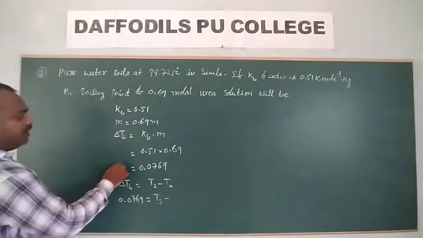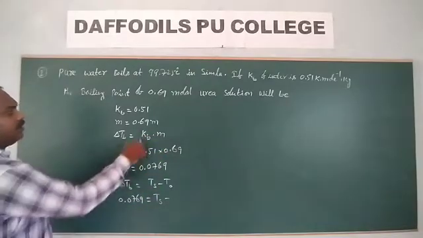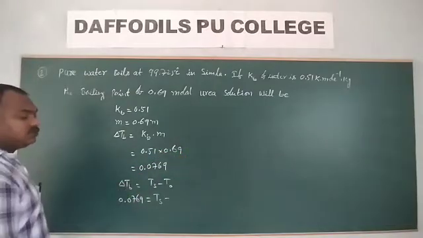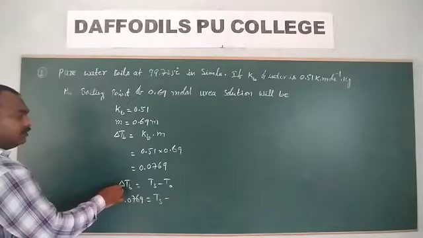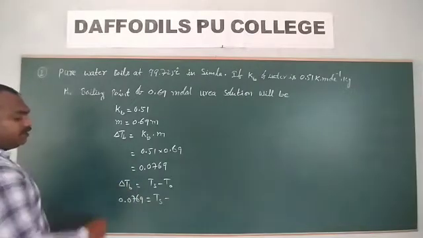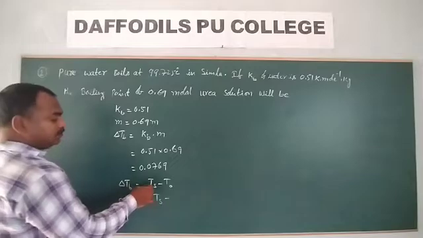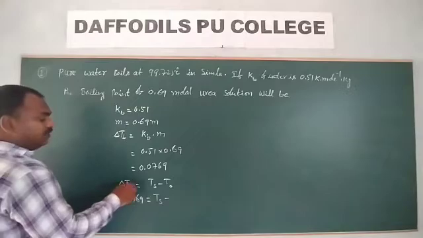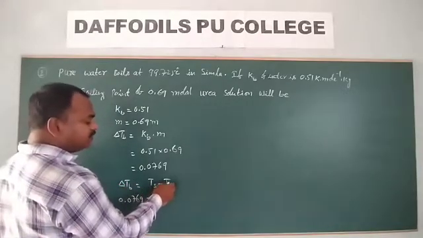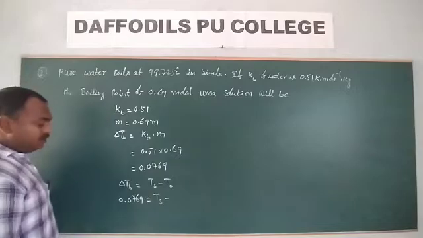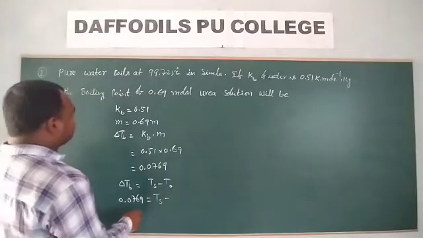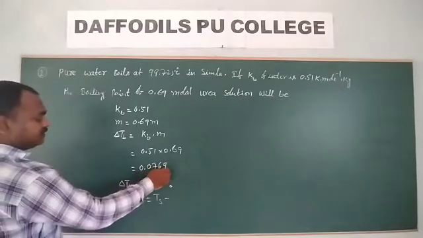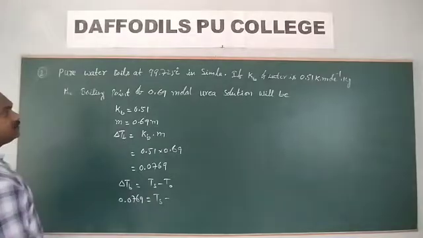So we have the formula delta Tb is equal to Kb into M. Kb is 0.51 and molarity is 0.69, which comes to 0.0769. What is the formula for delta Tb? How you get the delta Tb? Boiling point of the solution minus boiling point of the solvent. Delta Tb is equal to boiling point of the solution minus boiling point of the solvent. So I am substituting all these things. So how much I will get that the delta Tb, 0.0769.